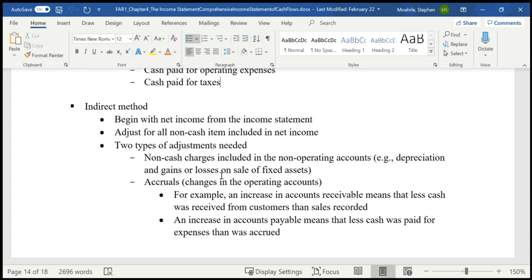Again, for example, an increase in accounts receivable means that less cash was received from customers than sales were recorded. An increase in accounts payable means we paid less cash for expenses than was accrued.